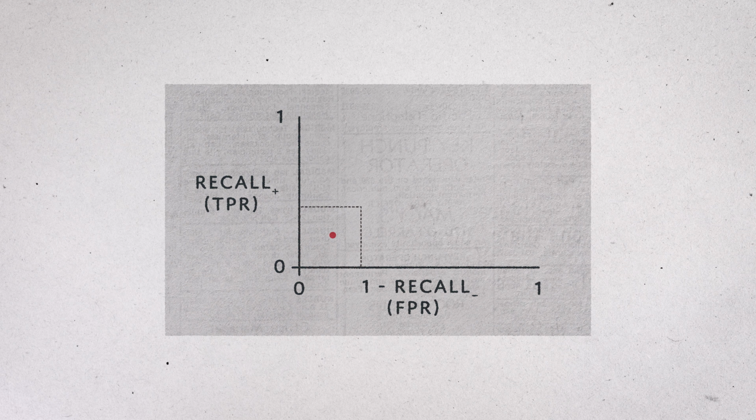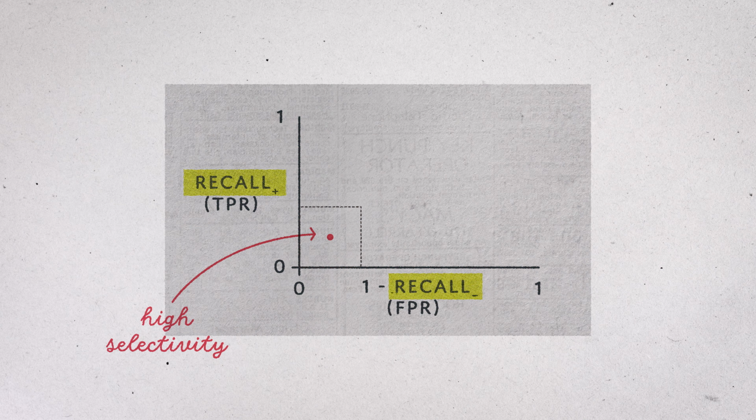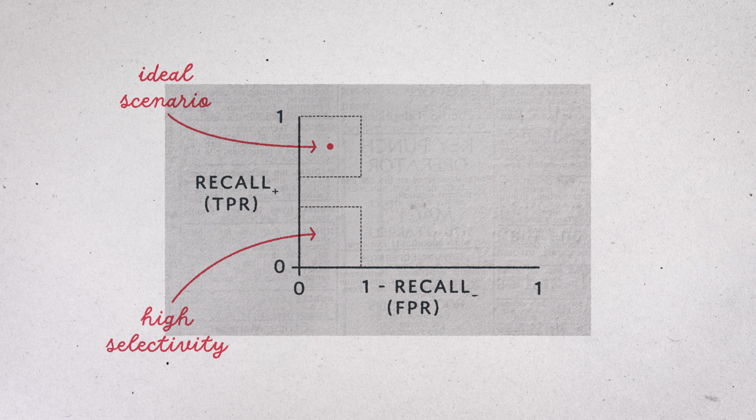A point in the bottom left corner might appear when we have a model that is extremely selective about what it labels as positive, meaning it labels almost nothing as hot dog. Recall for positives would be low, but recall for negatives would be high. A point in the top left corner is the ideal scenario because it means that for some level of selectivity, the model's recall for positives is high and its recall for negatives is also high. Such a model correctly labels many images, hot dog and not hot dog alike, so near perfect classification.